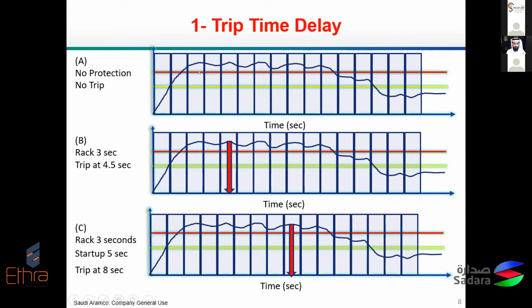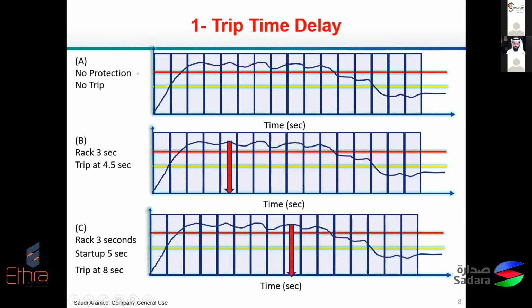So we have here multiple examples that can show different cases for different configurations. And this will give you an idea about how changing those configurations, or misconfiguring the system, can lead to different outcomes. So in case number A, you can see that there is no protection configured.